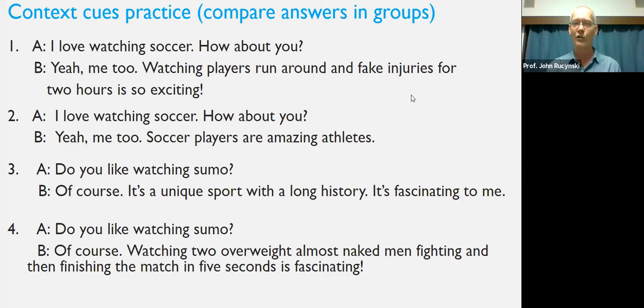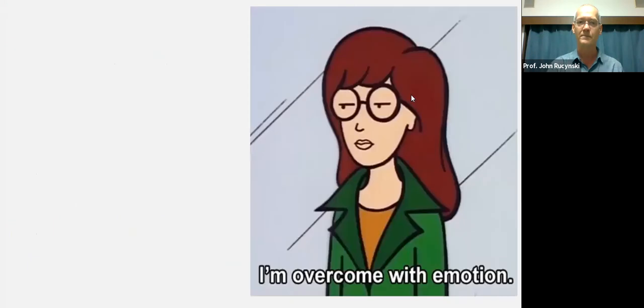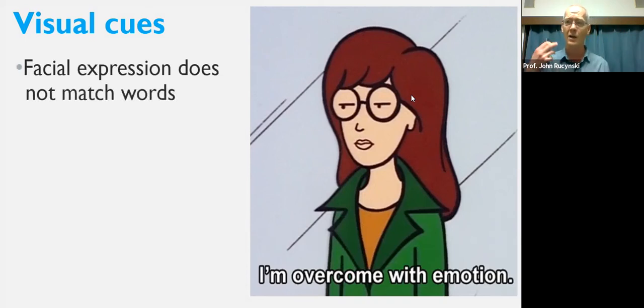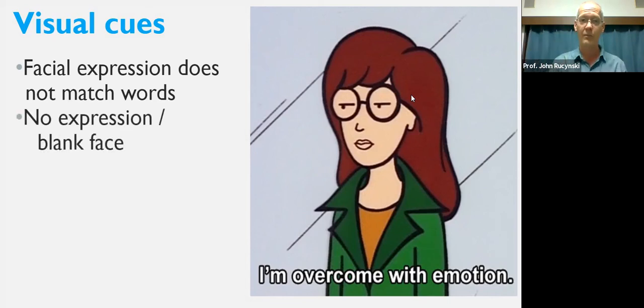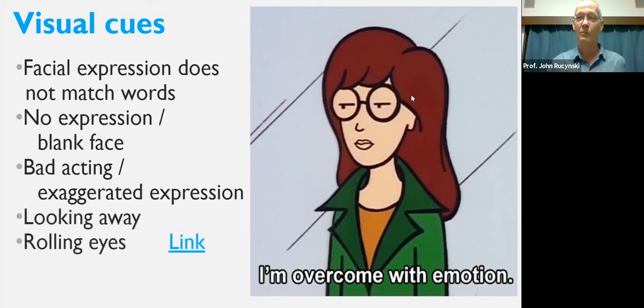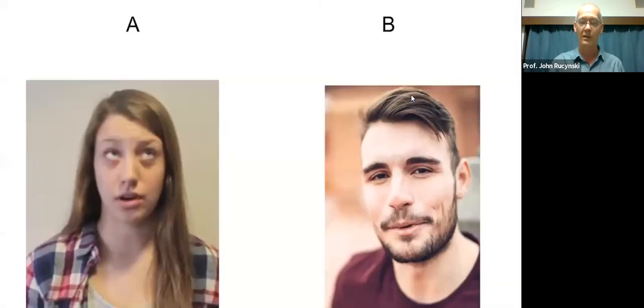So again, in the classroom, we just want to make it accessible. So slowing it down, just giving scripts is perfectly fine. If we just put on a full speed movie or sitcom, that's going to be confusing for most learners. Okay, so let's just review some of these visual cues. Again, the facial expression does not match the words. No expression or blank face, like here. Bad acting or exaggerated expression. Looking away. And as we said before, rolling eyes. Okay, looking away, rolling eyes. So there's lots of these examples on the internet where you can show learners to train them to identify sarcasm. So this one's very easy.